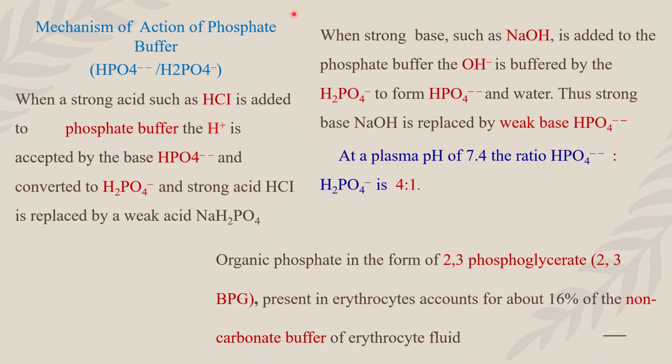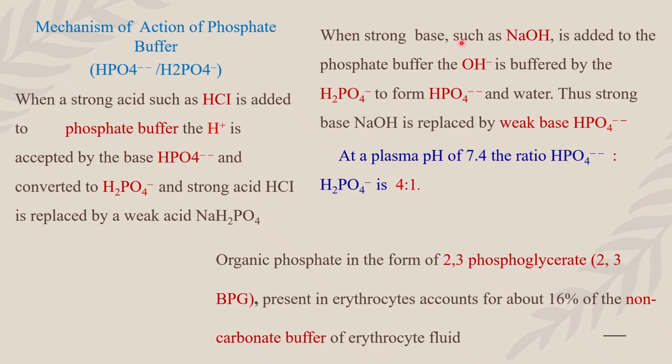Now, the mechanism of action of the phosphate buffer, how it works. When a strong acid such as HCl is added to the phosphate buffer, the H plus is accepted by the conjugate base of phosphoric acid, that is HPO4 2-. The H plus ion is accepted by the base HPO4 and converted to H2PO4 minus, and the strong acid like HCl is replaced by a weak acid. So this is how it maintains the pH of the blood.